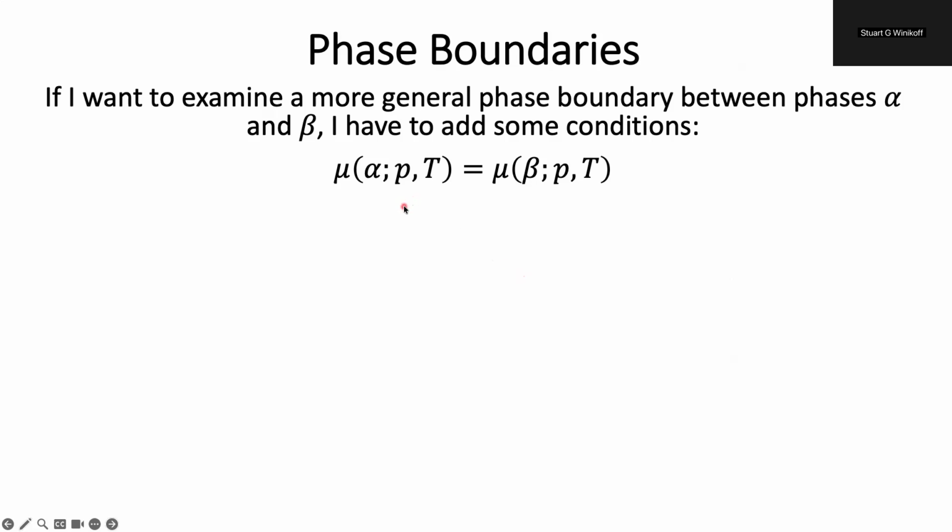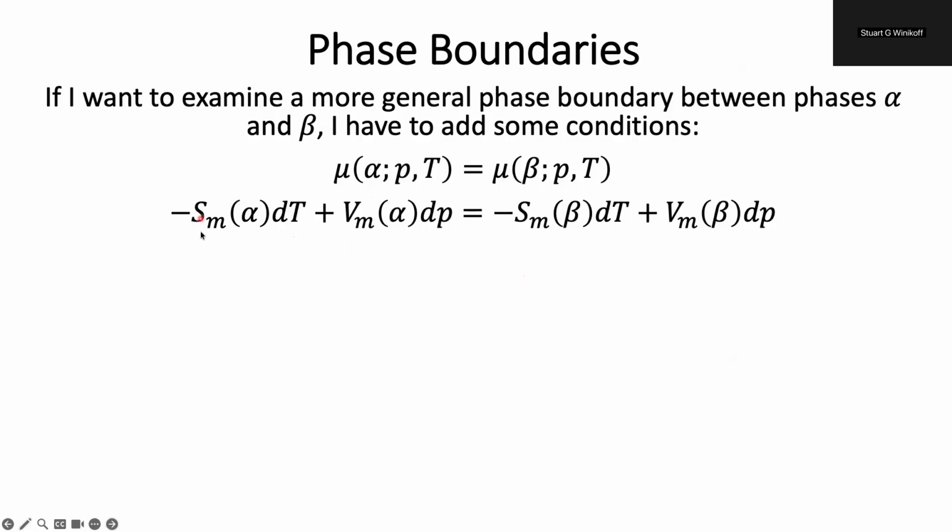So again, as always, we can go to our fundamental equation. So our chemical potential is going to have a pressure dependence and a temperature dependence. The temperature dependence is, again, going to be based on the molar entropy, and the pressure dependence is going to be based on molar volume. And it's going to be true for both phases, so I can set them equal to each other. And then look at the relationship in between the change in temperature and the change in pressure.